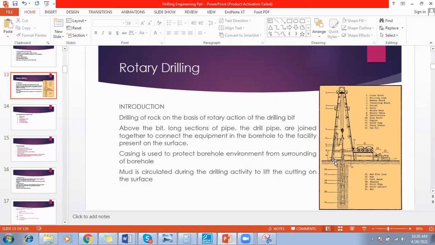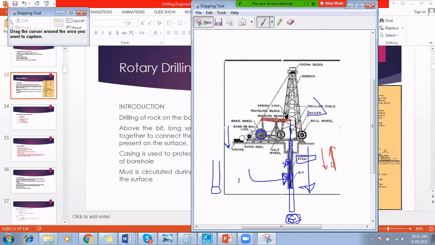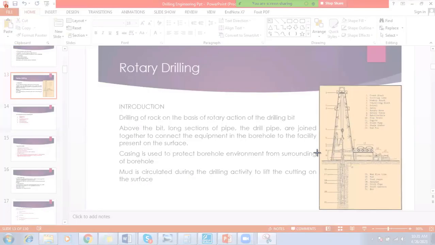I am going to explain the process of rotary drilling in a brief way. When you proceed with drilling, you have to add drilling pipes continuously until you reach your desired depth. Whenever you are joining a new pipe, this process is called making a connection.